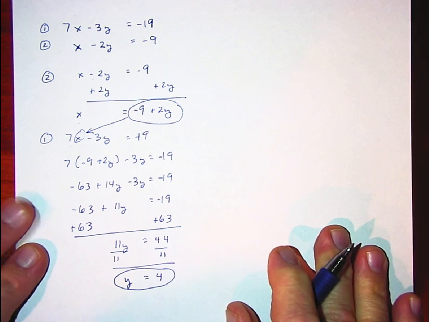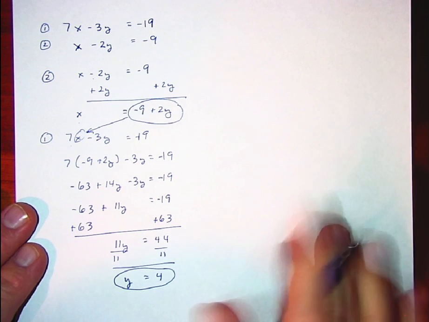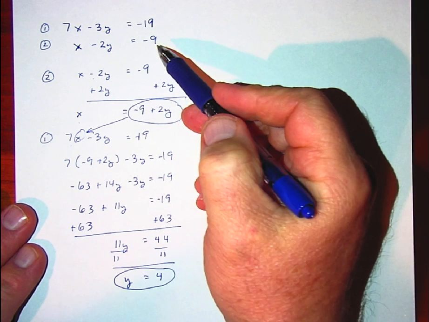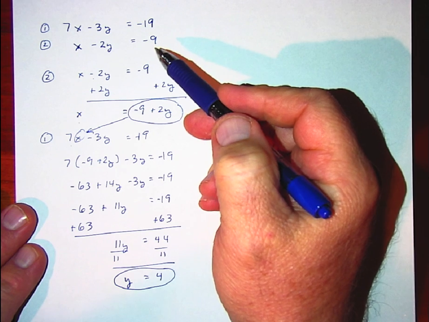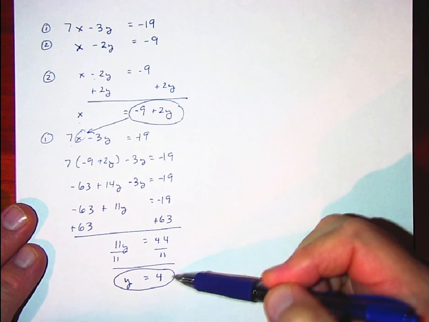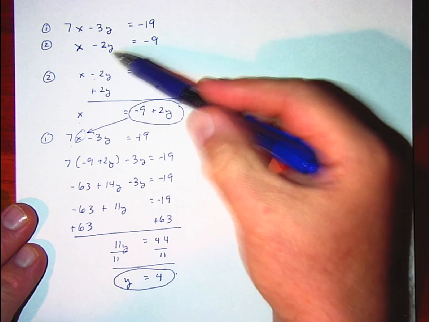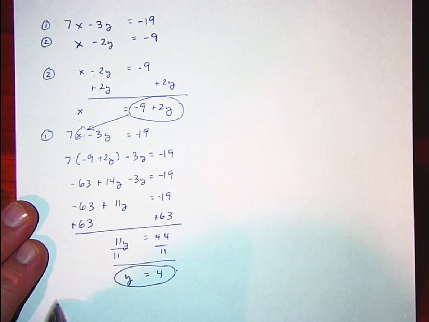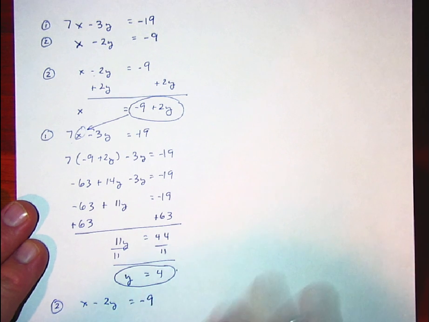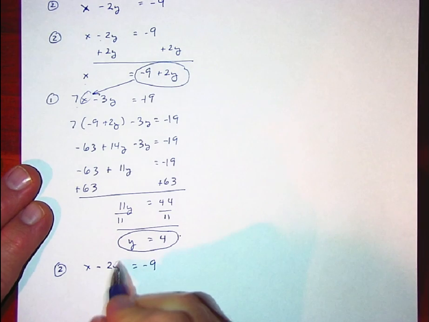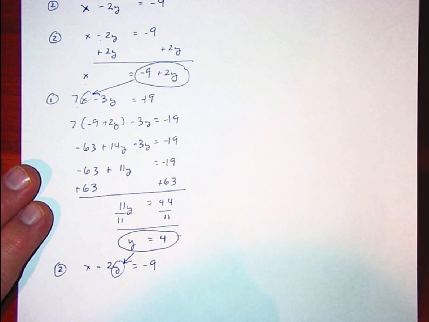I still need the x, because the solution is going to have an x and a y. It's where the two lines cross. It's a coordinate, x and y. I can substitute this value for y into either of the two equations. I'll select the second equation. Second equation is x minus 2y is equal to negative 9. Everywhere I see y, I'll substitute this in.